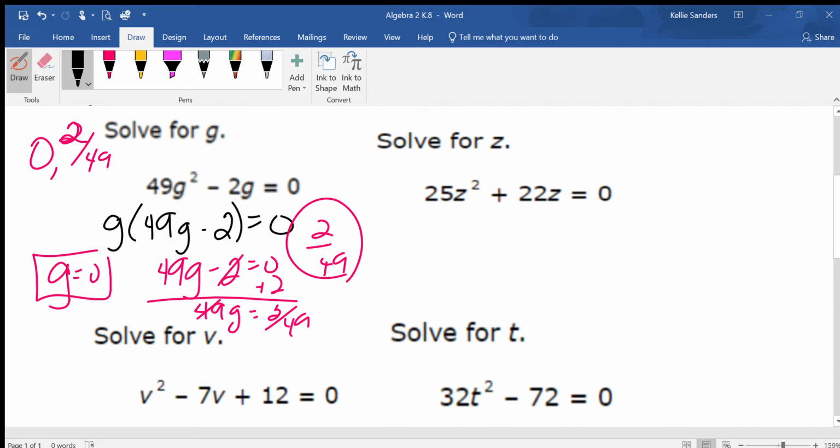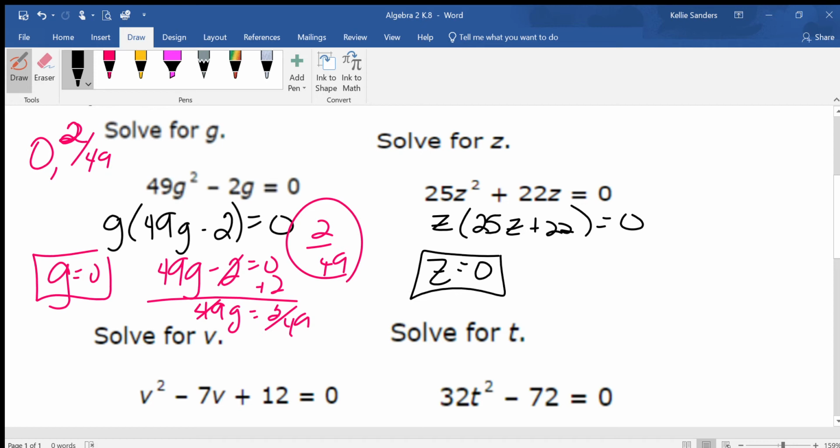25 and 22, nothing goes into those, but there is a z in both of them. So we're going to take a z out. This z equals 0. And if you figured out the pattern by now, we take the opposite of positive 22 and we put it over 25. And that doesn't reduce.